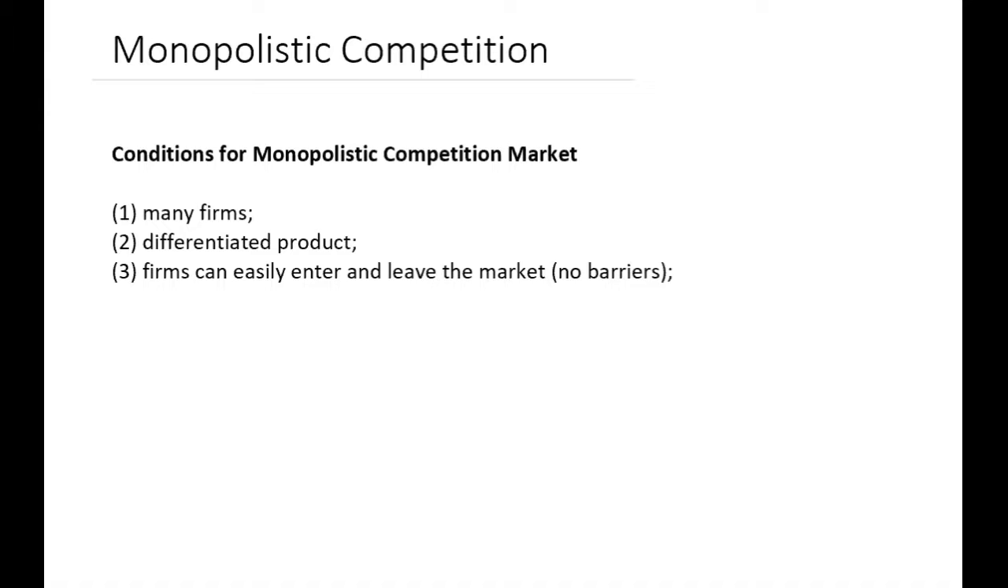So what this tells us is if a firm is making a profit in the short run, in the long run, firms will copy that differentiation and those profits will go away. So let's take a look at the diagram for an individual firm in monopolistic competition.